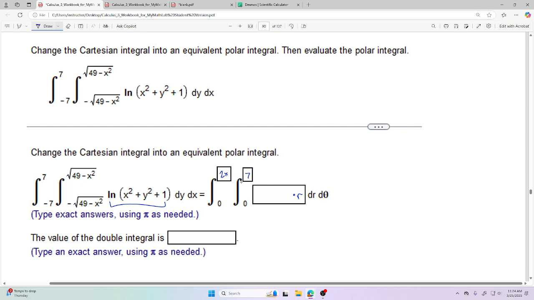So yeah, we got ln of junk. Well, don't I have this x squared plus y squared is equal to r squared? Very good. And we still have a plus 1 in there. And we have an r on the outside, dr d theta. Yeah? I think so. I don't know what else to do.